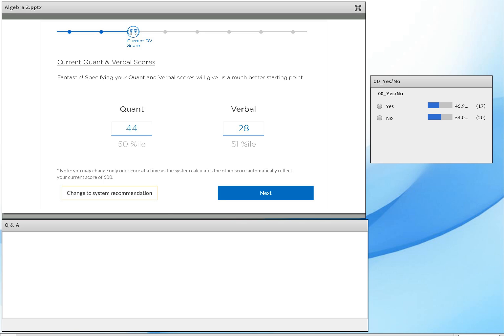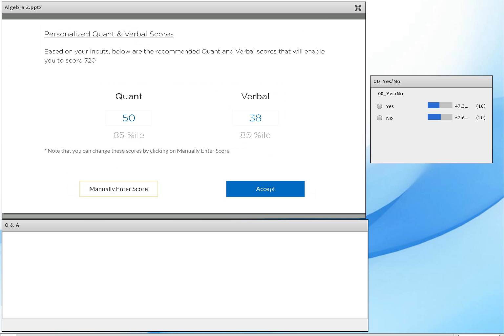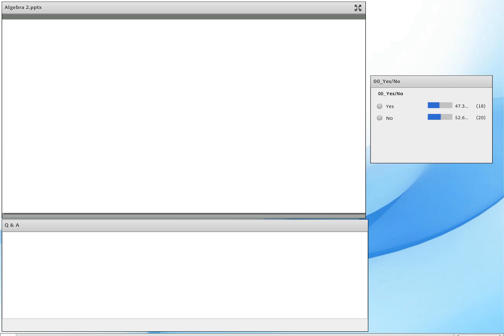Okay, so now based on your input, you need to start off with what your starting scores are between quant and verbal. Okay, once you get your starting scores, based on your inputs, we then tell you what the recommended quant and verbal scores are that will get you to that 720 score. Now, beyond that, once you decide that you want to score a Q50 and a V38 in order to get to that 720, we then help you figure out how you can get to that Q50. What is that Q50 composed of?